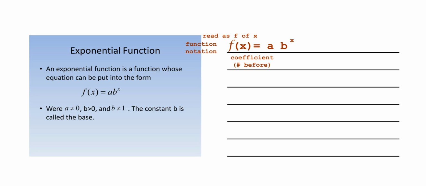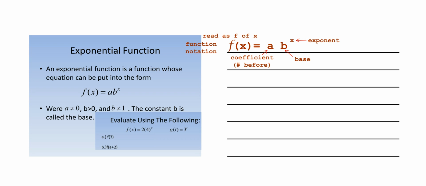Let's realize that we have a coefficient, and the coefficient just means the number before. There it is, it's the a, the number before the base. And the base, of course, is the b value in this case. It could be a number or it could be a variable in some cases. But the base is the b. And of course we have what we call the exponent, the x. So we have a coefficient, the base, and the exponent.